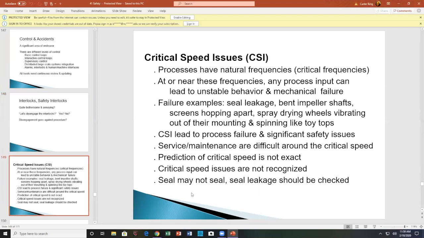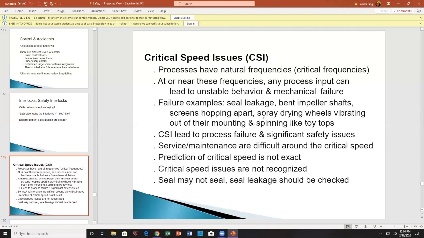Critical speed issues. I don't want to be around anything that has a natural frequency, or is operating at its natural frequency. I don't know if you've been around a set of vibrating filter screens or screening operations that hit their natural frequency. Wow. Any process input can lead to unstable mechanical failure. You put in one and you get 10 back out. You put in 10, you get 1,000 out. This is no joke. Natural frequencies: seal leakage, bent shafts, screens hopping apart, spray drying wheels vibrating off their mountings, spinning like toy tops.